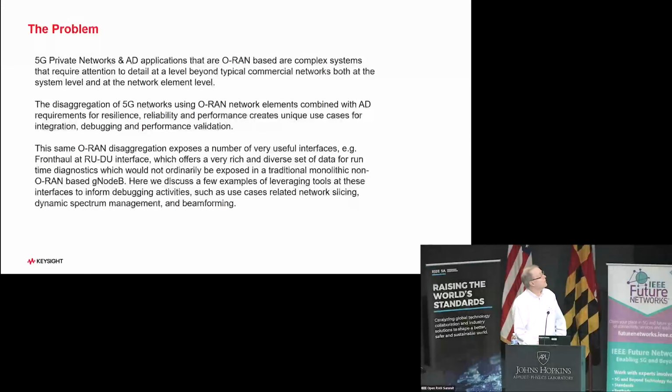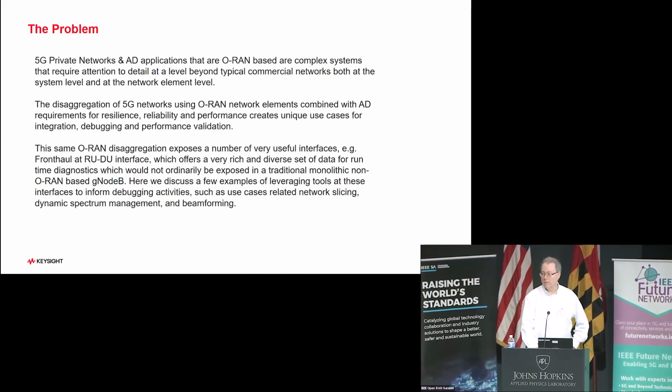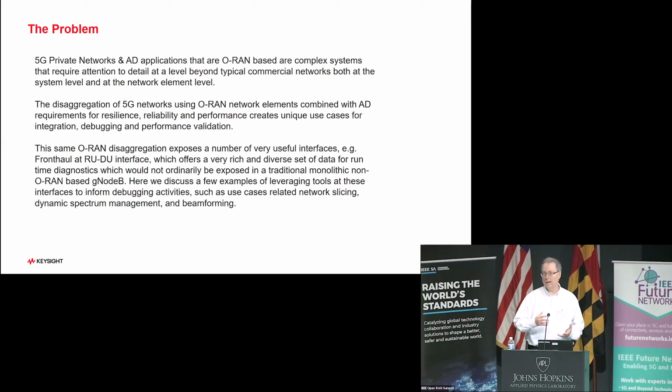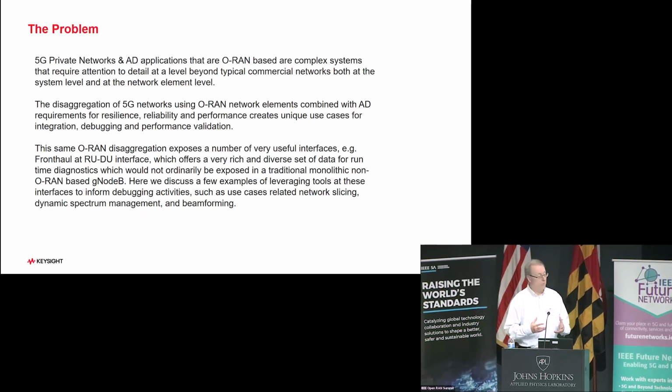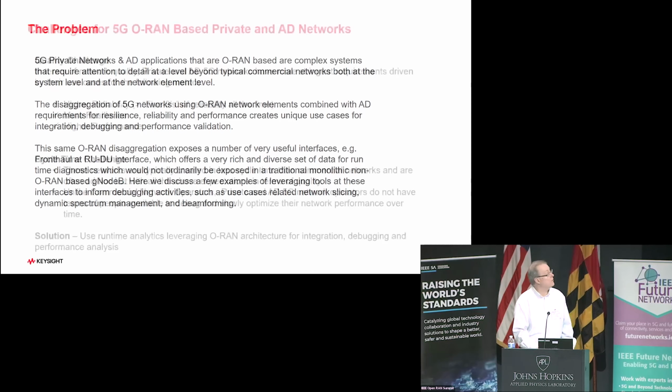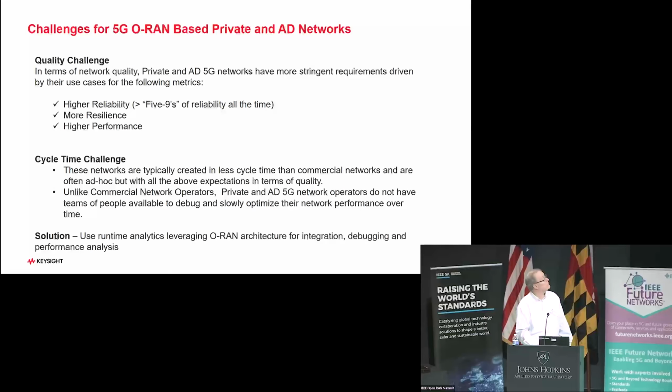Okay, so looking at the problem, as was mentioned earlier, I think Venki mentioned this, 5G networks in general are very complex. And if you overlay on top of that the disaggregation of O-RAN, that creates some complex problems that you need to manage. But that also gives us some very interesting interfaces we can leverage. And it's those interfaces I'm going to talk about today with some use cases showing how we can leverage those interfaces to do very efficient and agile debugging. Because as was said before, O-RAN's a journey. Well, we need to be agile on that journey, be able to debug and take care of interoperability issues.